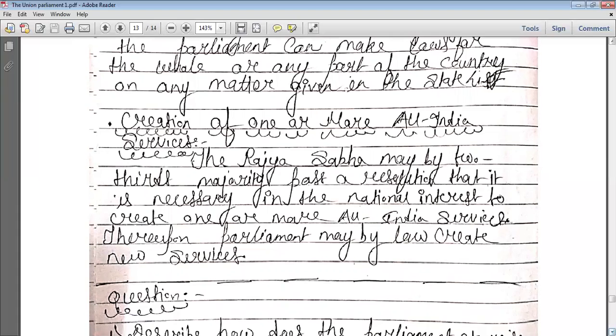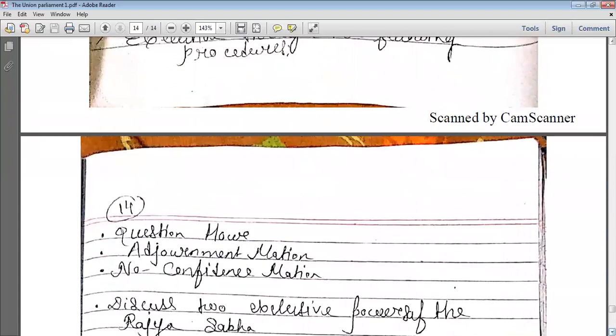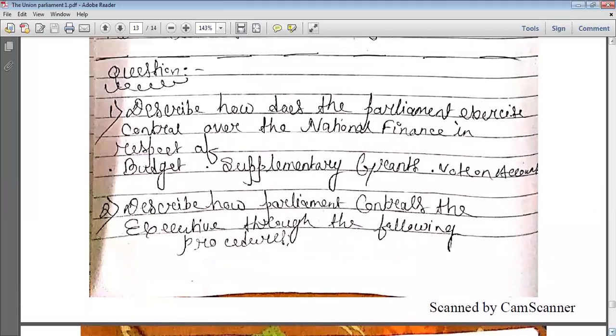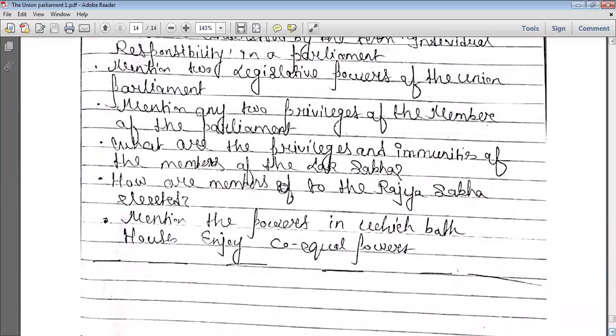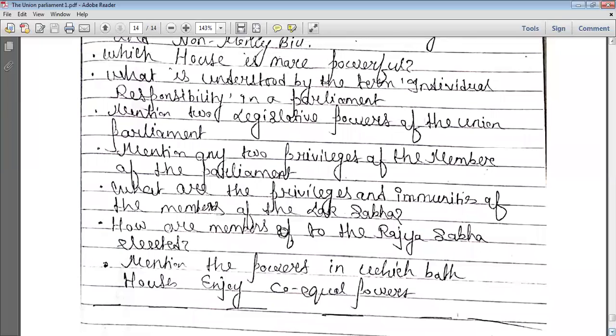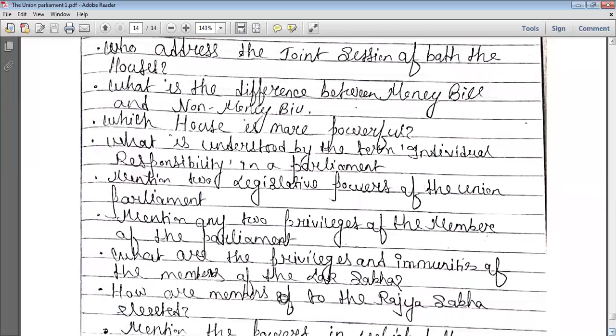So we are almost ending the chapter, and in the last section I have given some questions. See here, I have also given you the questions personally in your text. So you solve these questions, and you are always welcome to discuss your problems with me. After you complete these questions, I would like to go to the next chapter, which is the Union Executive. So thank you, class.